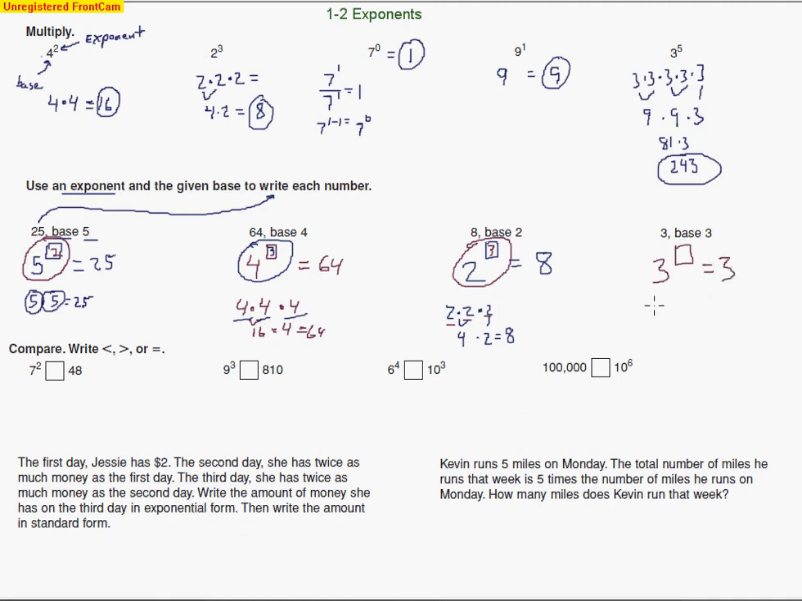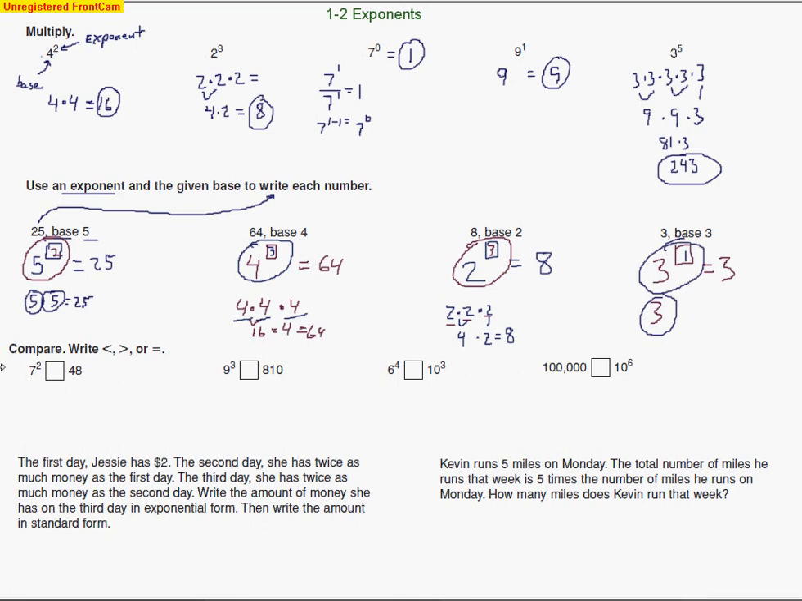Well, here we have a base of 3, an exponent that we're looking for, and it equals 3. Well, how many 3's does it take to equal 3? Just 1. That's it. Only 1 three to make 3. So that means that our answer is 3 to the first power right there. 3 to the first power.